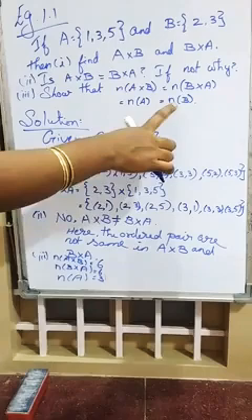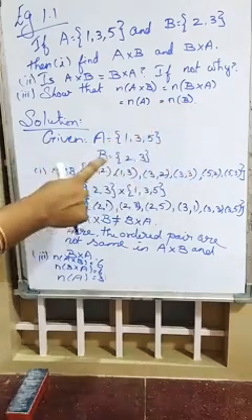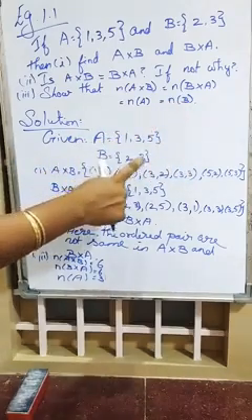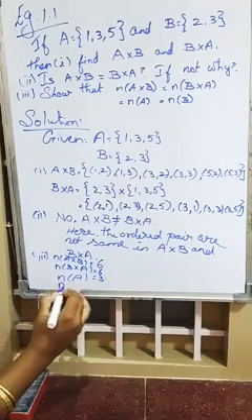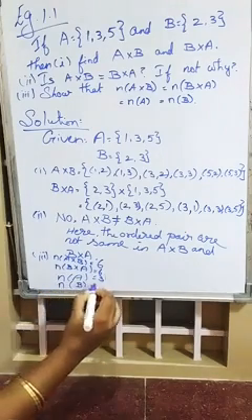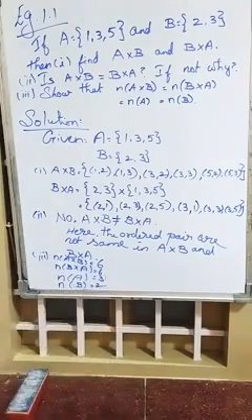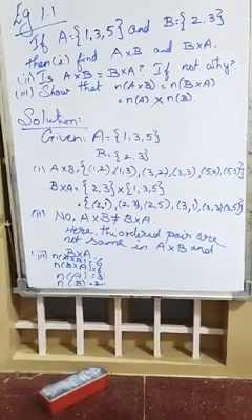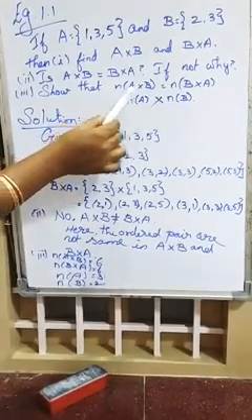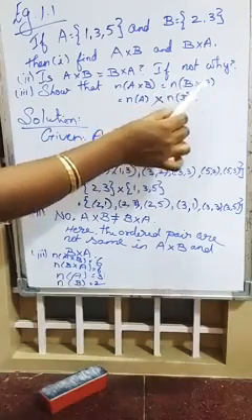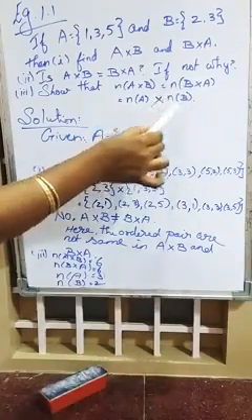Next, n of B. Count the elements in set B. That is only 2. Therefore, n of B is equal to 2. Once again, see the question: n of A cross B is equal to n of B cross A is equal to n of A into n of B.